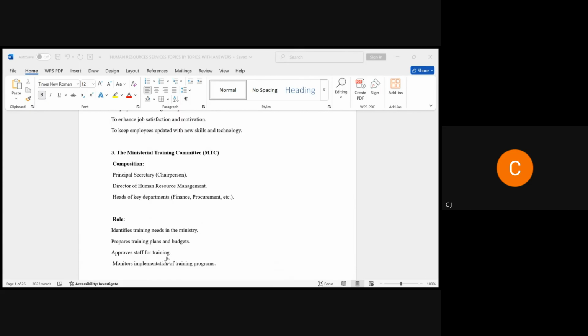Yeah, we were at the Ministerial Training Committee. Under the Ministerial Training Committee, we have the Principal Secretary, who is the chairperson, followed by the Director of Human Resource Management, followed by Heads of Departments such as Finance, Procurement, Communication, etc.